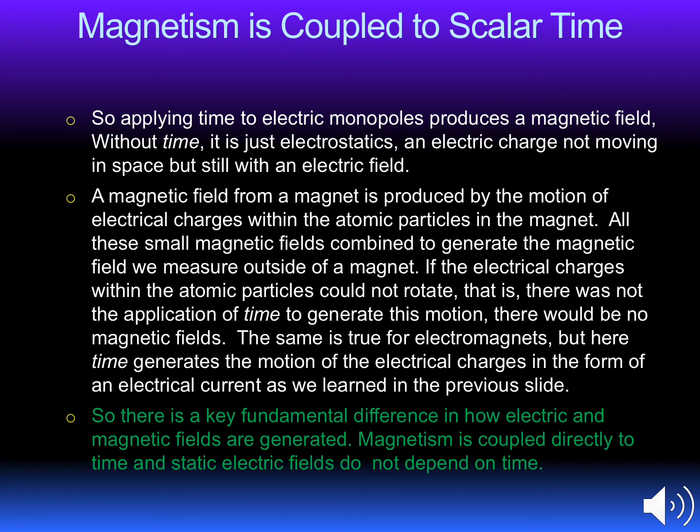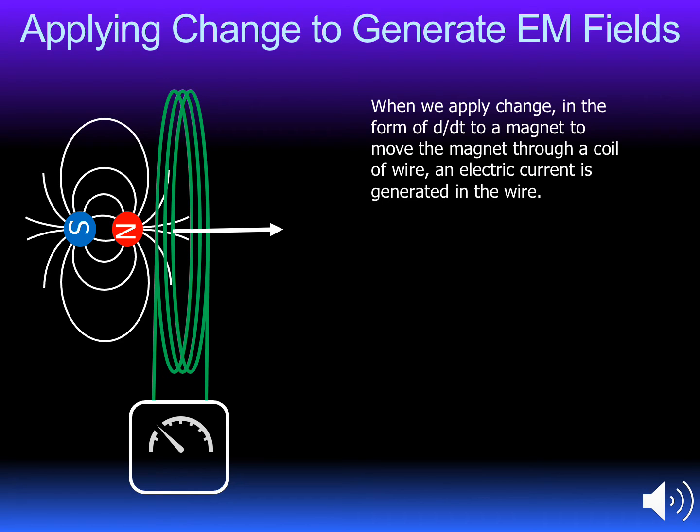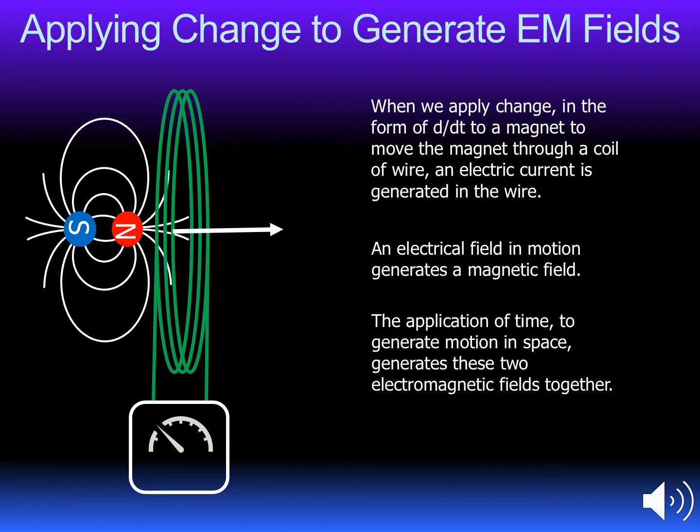So there's a key fundamental difference in how electrical and magnetic fields are generated. Magnetism is coupled directly to time, and static electrical fields do not depend on time. So as the title of this slide says, magnetism is coupled to scalar time. When we apply change in the form of the derivative of time, d/dt, to a magnet to move the magnet through a coil of wire, an electric current is generated in the wire. We learned from previous slides that an electric field in motion generates a magnetic field. The application of time to generate motion in space generates these two electromagnetic fields together.